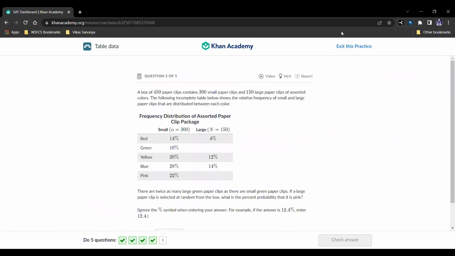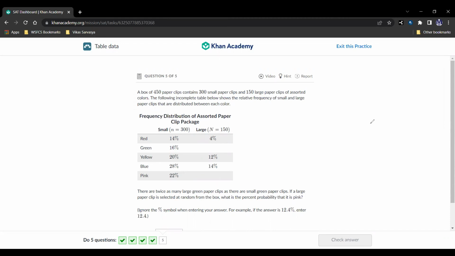All right, question number 5, here we are. A box of 450 paper clips contains 300 small paper clips and 150 large paper clips of assorted colors. The following incomplete table below shows the relative frequency of small and large paper clips that are distributed between each color. So we're given small n equals 300 and large n equals 150. We have red, green, yellow, blue, and pink. There are twice as many large green paper clips than there are small green paper clips. If a large paper clip is selected at random from the box, what is the percent probability that it is pink? Right, so first let's fill out the table.